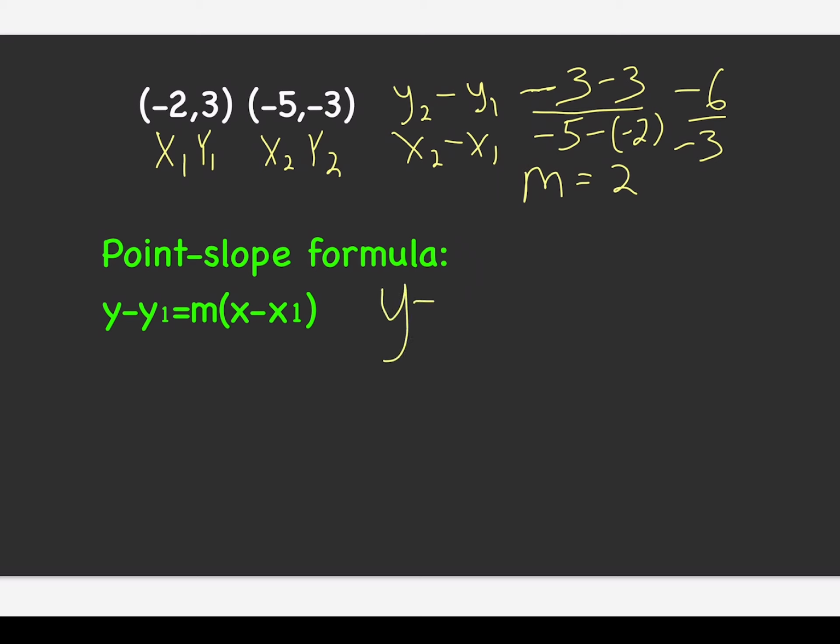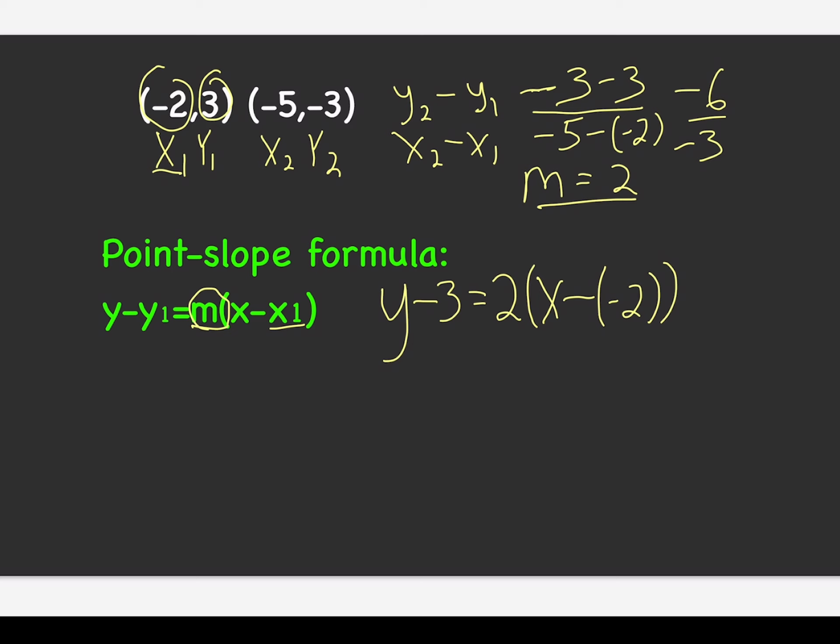So we just write the letter y, and then when we go minus y1, we use what we labeled y1, which is the 3. That's going to equal m, which is the slope, which we found was 2. Make sure you put a parentheses, and again you write just the letter x. Subtract, then you put in your point x1, which is the negative 2. Again, when you're subtracting the negative 2, put the negative 2 in parentheses. Then x minus negative 2 becomes x plus 2 inside the parentheses. We have the 2 out front of that.